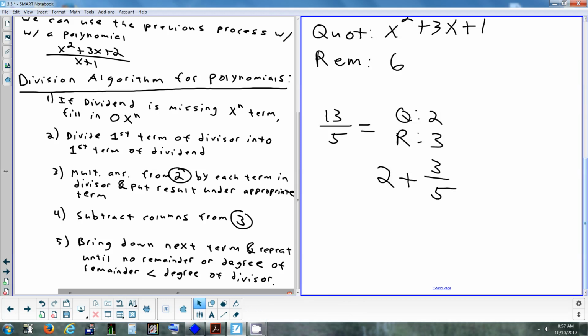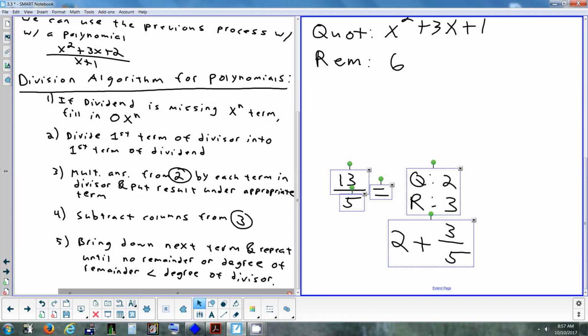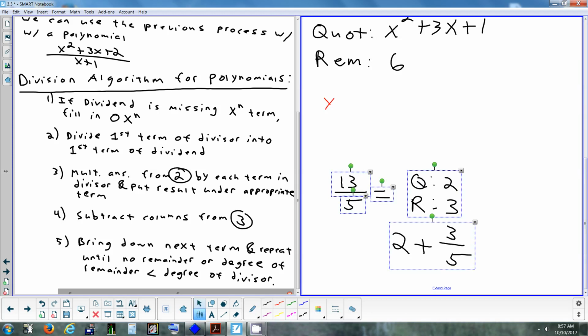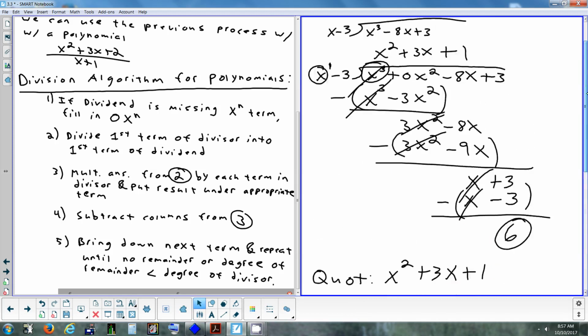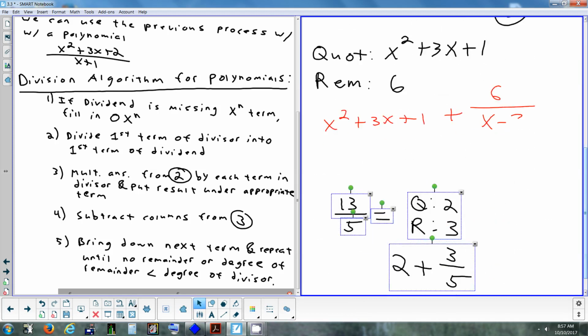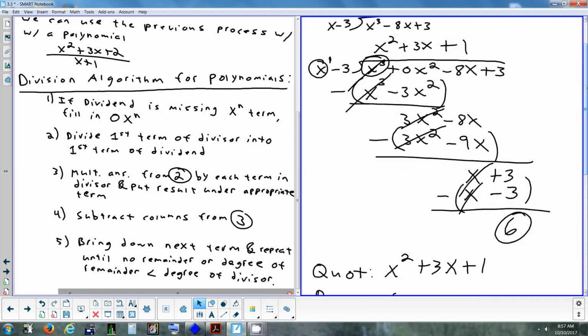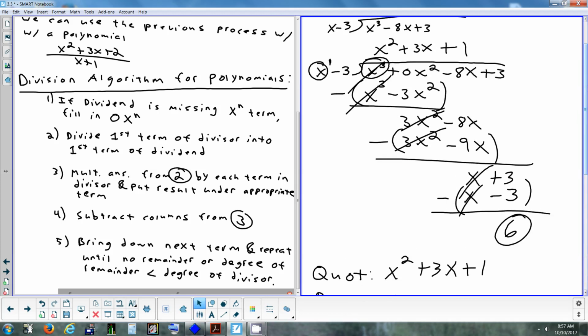Just move this down. We can say our quotient plus our remainder over our original divisor, which was x plus 3? x minus 3. That's another way you can write the answer. The advantage of doing it the way in red is that you could graph what's in red. You could graph the original problem, and they should come out the same. So that way you could check your answer.